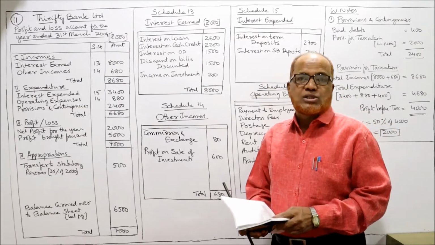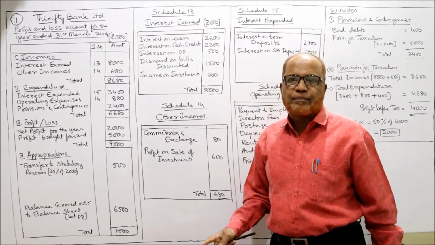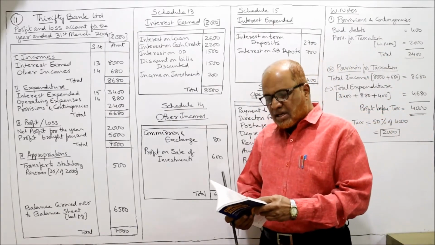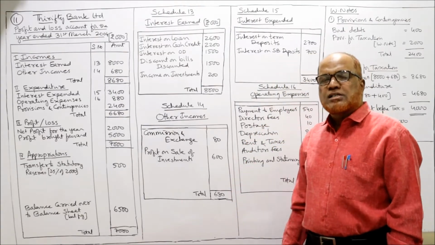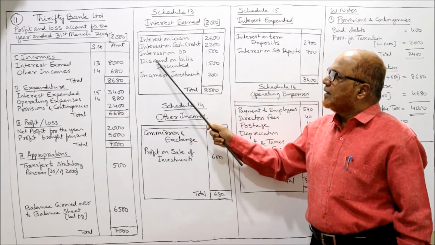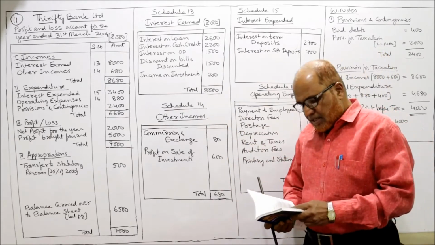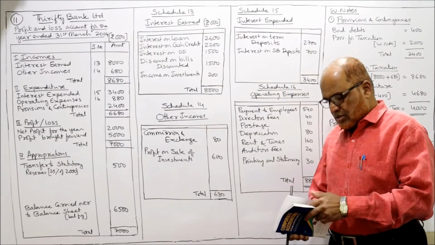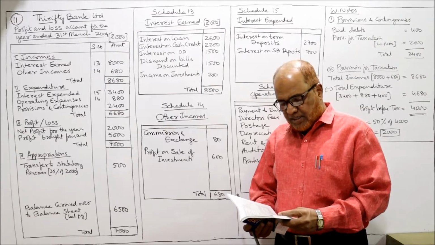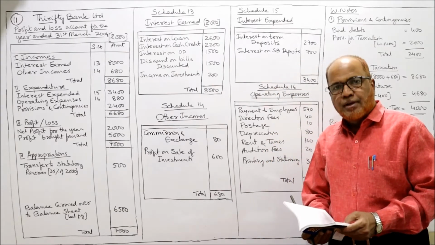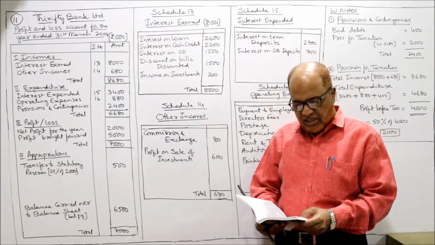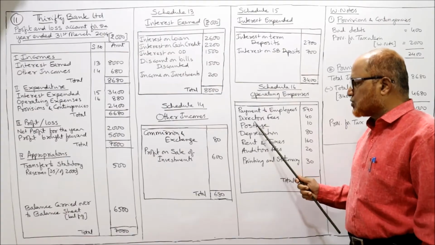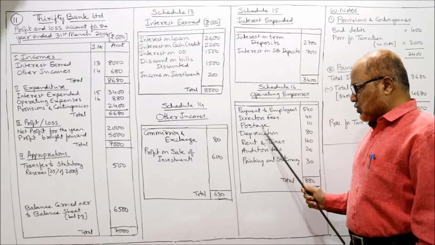Interest on term deposit, it's interest expended. It will be taken under 15. Interest on term deposit, 2,700. Next, discount on bills discounted. The discount will be taken under interest earned. Discount on bills discounted, 1,500. Then comes commission and exchange. It is other income, 80,000. Then it is given payment to employees, directors' fees, postage, depreciation. Payment to employees, directors' fees, postage and telegram, depreciation. These 4 items will be taken under 16th schedule, operating expenses.